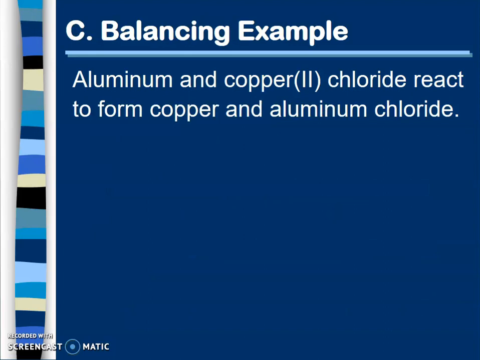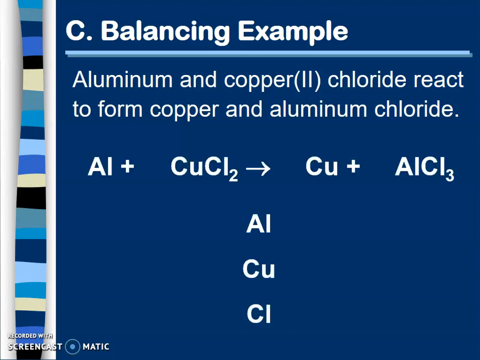Okay, let's do an example now. Aluminum and copper(II) chloride react to form copper and aluminum chloride. So first, step 1, I have to write the unbalanced equation. I have aluminum plus copper(II) chloride. I used my naming rules to get that. React, arrow, to form copper plus aluminum chloride. Use my naming rules to get the AlCl3.